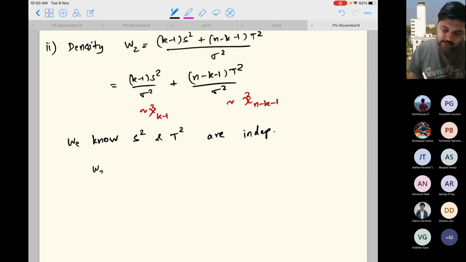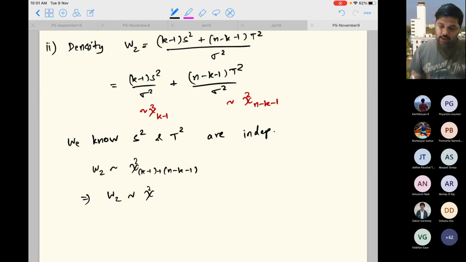So what is the density of W2 then? Chi-square k minus 1 plus n minus k minus 1, which implies that W2 has a density which is chi-square. K gets cancelled, n minus 2. Correct. Is that okay? Is that fine? Yes. So now you get a hang of how you are going to tackle these types of problems. Is that okay?